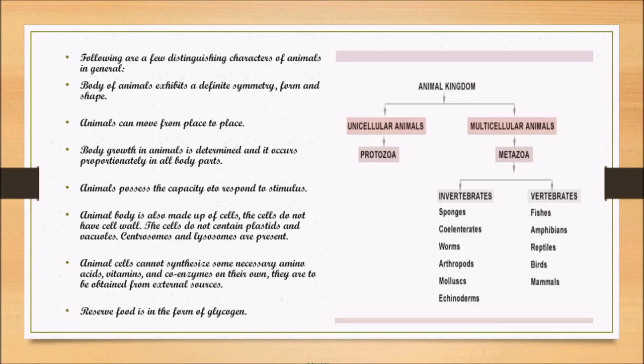Animal body is also made up of cells. The cells do not have a cell wall, which is a distinguishing feature of plants. The cells do not contain plastids and vacuoles. Centrosomes and lysosomes are present, which are the characteristic feature of animal cells. Animal cells cannot synthesize some necessary amino acids, vitamins, and coenzymes on their own. They are to be obtained from external sources. Reserve food is in the form of glycogen, as seen in animal cells.